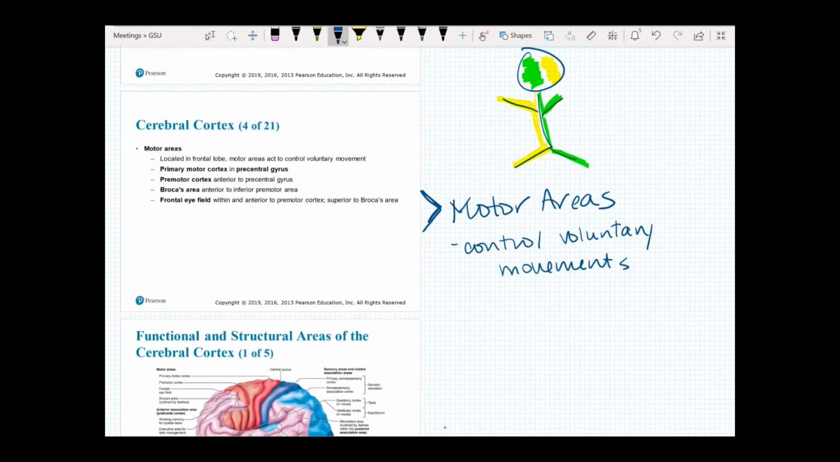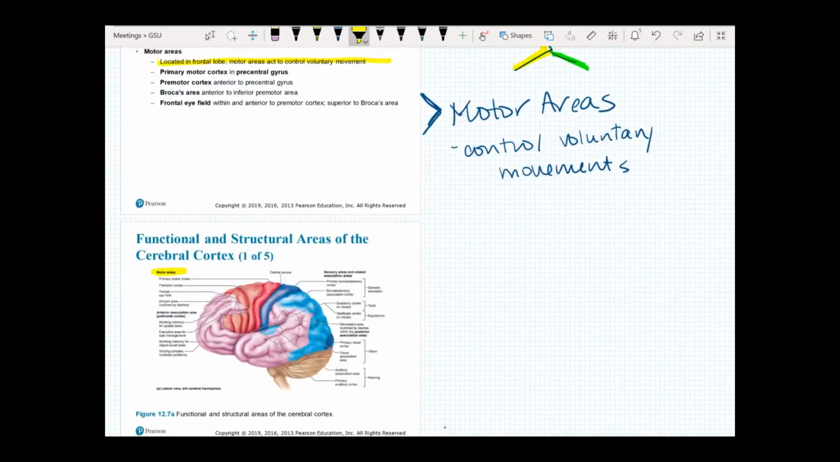This is not digestive muscles, smooth muscles, glands, or the cardiac muscles. Whew, there we go. Motor areas are going to cover our voluntary or skeletal muscles. It is in the frontal lobe.